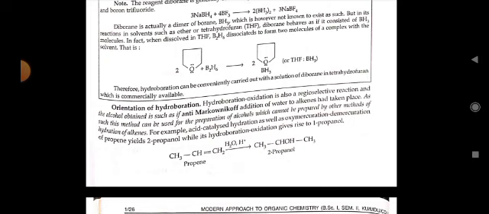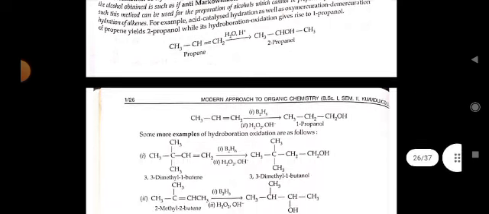As such, this method can be used for the preparation of alcohols which cannot be prepared by other methods of hydration of alkenes. For example, acid catalyzed hydration as well as oxymercuration-demercuration of propene yields 2-propanol, while its hydroboration-oxidation gives rise to 1-propanol. Propene plus H2O, H+ gives 2-propanol.